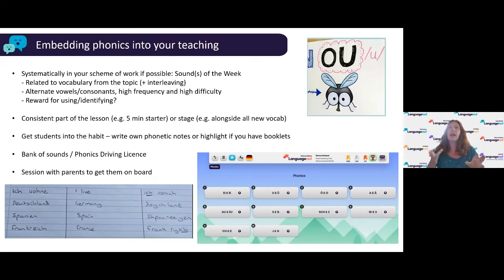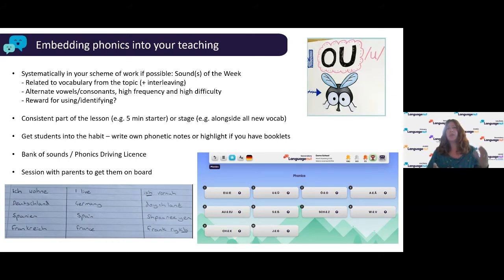Try to alternate or to have a mixture at least of vowels and consonants. So if it gets a bit vowel heavy, it can sometimes be a bit confusing. You also want some high frequency sounds as much as possible, but then also mixing with the high difficulty ones. So for example, in French, an r sound is pretty difficult, so you might want to have that one week, then have a simpler one like a b, which is already in the students' first language, if that language is English, and so on. So trying to make it a mixture, and also interleave, so come back to previous sounds as well.